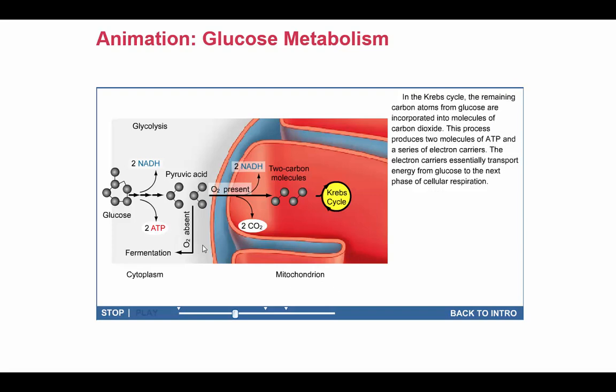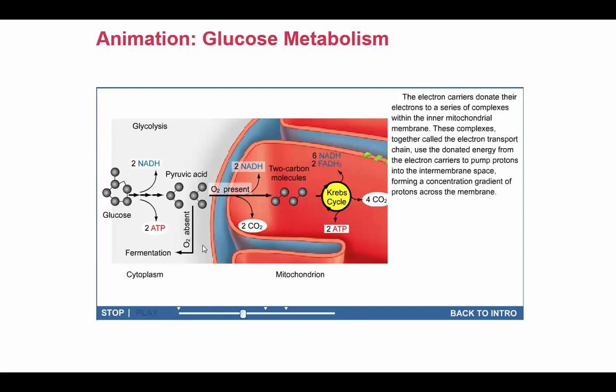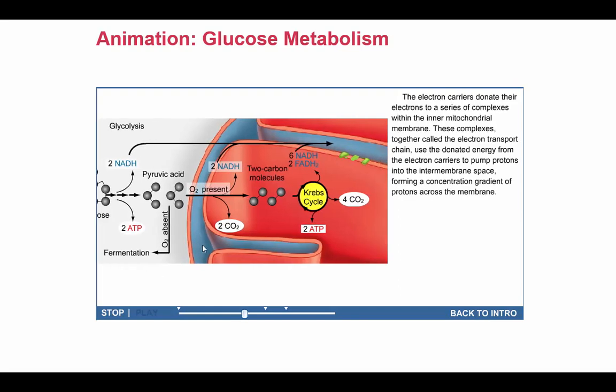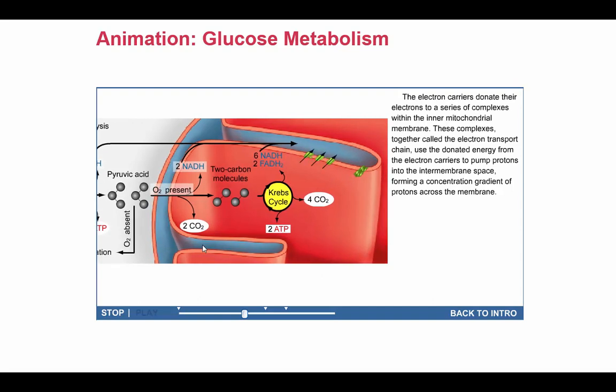In the Krebs cycle, the remaining carbon atoms from glucose are incorporated into molecules of carbon dioxide. This process produces two molecules of ATP and a series of electron carriers. The electron carriers essentially transport energy from glucose to the next phase of cellular respiration. The electron carriers donate their electrons to a series of complexes within the inner mitochondrial membrane. These complexes, together called the electron transport chain, use the donated energy from the electron carriers to pump protons into the intermembrane space, forming a concentration gradient of protons across the membrane.